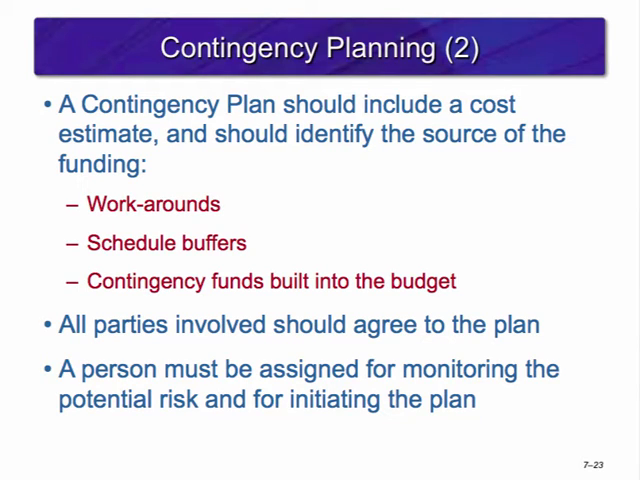When creating a contingency plan, be sure to include a cost estimate and identify where the funding will be coming from. Possible examples of sources of funding are workarounds, schedule buffers, or contingency funds which have been built into the budget. All parties should agree to the contingency plan and be given authority to make commitments. One person must be assigned to monitoring potential risks and to initiate the plan should it be necessary.